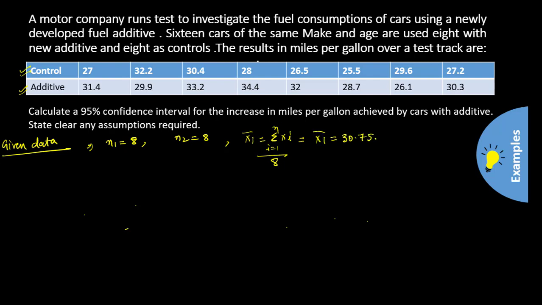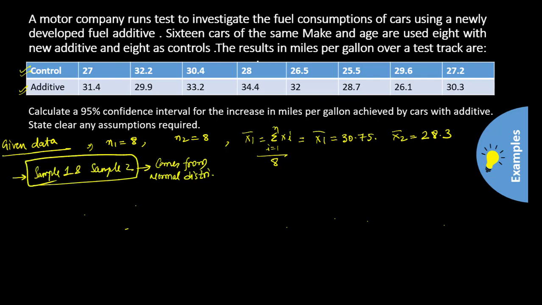0.75. Okay. Similarly, x2 bar can be calculated, which is 28.3. Now we are assuming that the sample comes from a normal distribution with the same variance. Since we are not provided the population variance, we are going to use the t statistic. As we have seen in the previous slide, if we had been provided the population variance, we would have used the z statistic, but since it is not provided, we are going to use the t statistic.